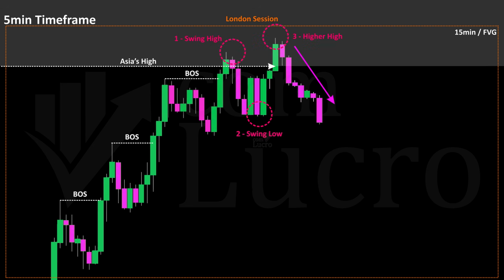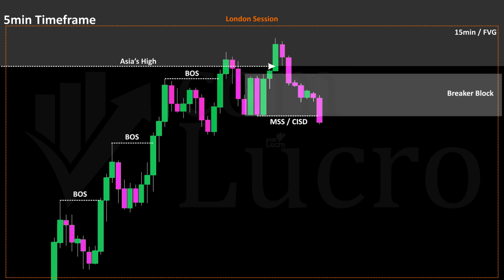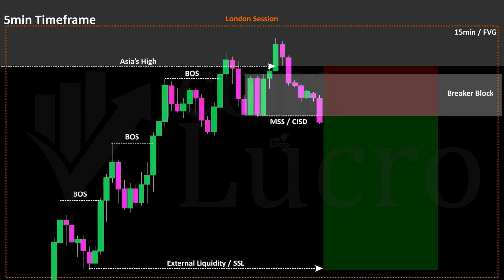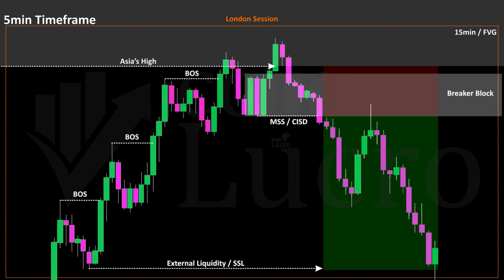For a valid bearish breaker block, price needs to form a swing high, followed by a swing low, and then a higher high. After this sequence, a strong bearish expansion must occur, breaking the structure and confirming the shift. In this situation, the down close candle or group of down close candles formed between the first swing high and the swing low defines the breaker block zone. From there, this zone becomes the area where the short position is planned. The next step is to place a sell limit order at the lowest point of that breaker block and wait for price to retrace into it.